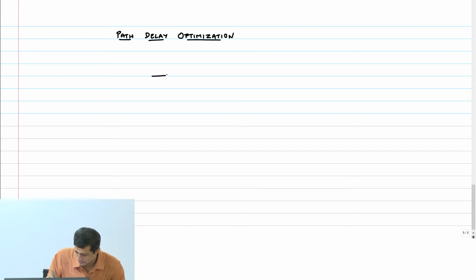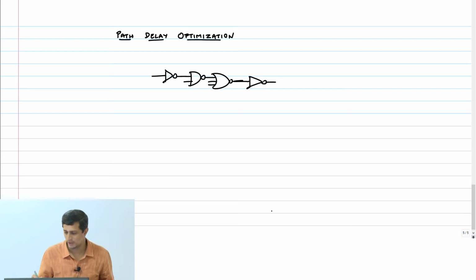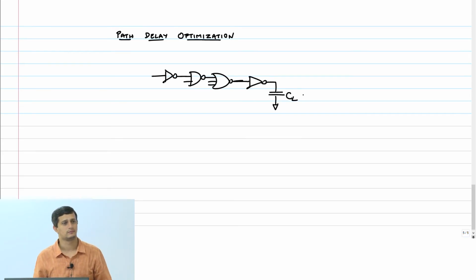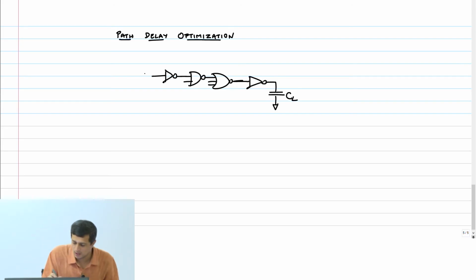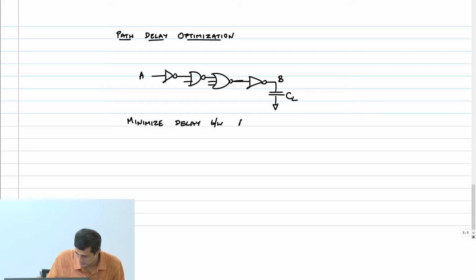Okay, so it's like this. I have the same, let me just take the same circuit. Okay, and let me add one more now. There is a load capacitance. Okay, I want to find the sizes of these gates which will minimize the delay between point A and point B. I want to minimize the delay between A and B.